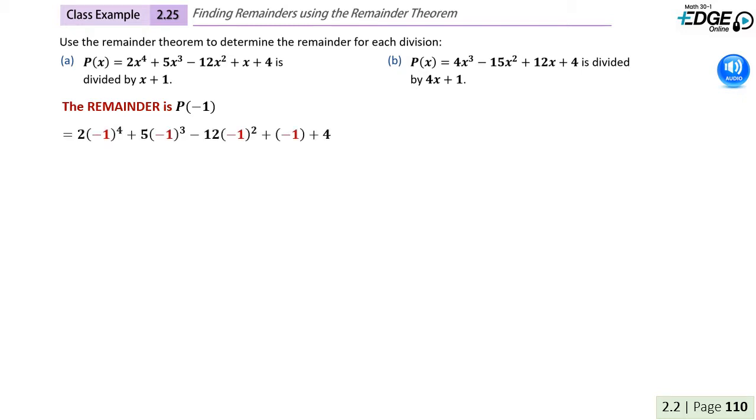We'll replace every instance of x with negative 1. Be sure to use brackets. We want to make sure we perform the exponents before the multiplications of the coefficients. Here, if you evaluate this by hand or using a calculator, you should get a value of negative 12.